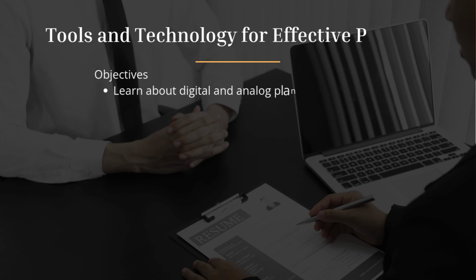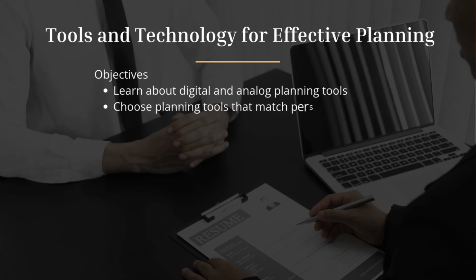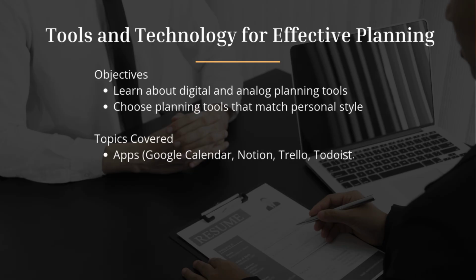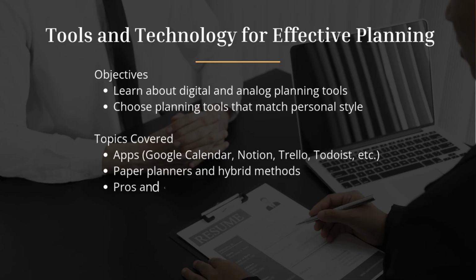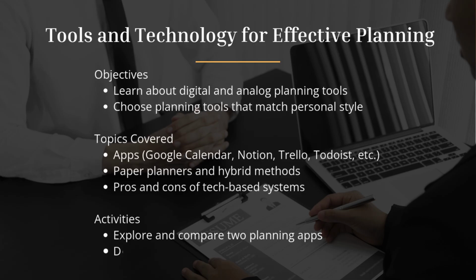Tools and technology for effective planning. Objectives. Learn about digital and analog planning tools. Choose planning tools that match personal style. Topics covered: apps such as Google Calendar, Notion, Trello, Todoist, paper planners and hybrid methods, and pros and cons of tech-based systems. Activities. Explore and compare two planning apps. Discussion: what tool fits my life best and why?